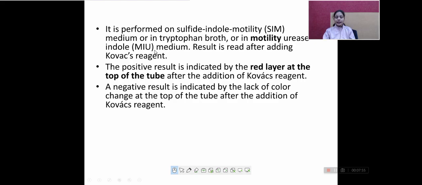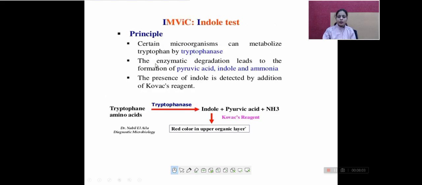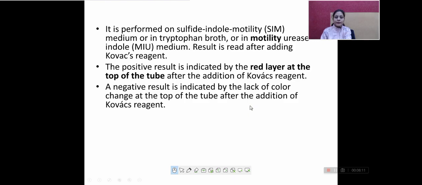When we add this Kovac reagent, after that we read the result. The positive result is indicated by a red layer at the top of the tube after the addition of Kovac reagent, and a negative result is indicated by the lack of color change at the top of the tube after the addition of Kovac reagent. So this is the procedure, how this test takes place.